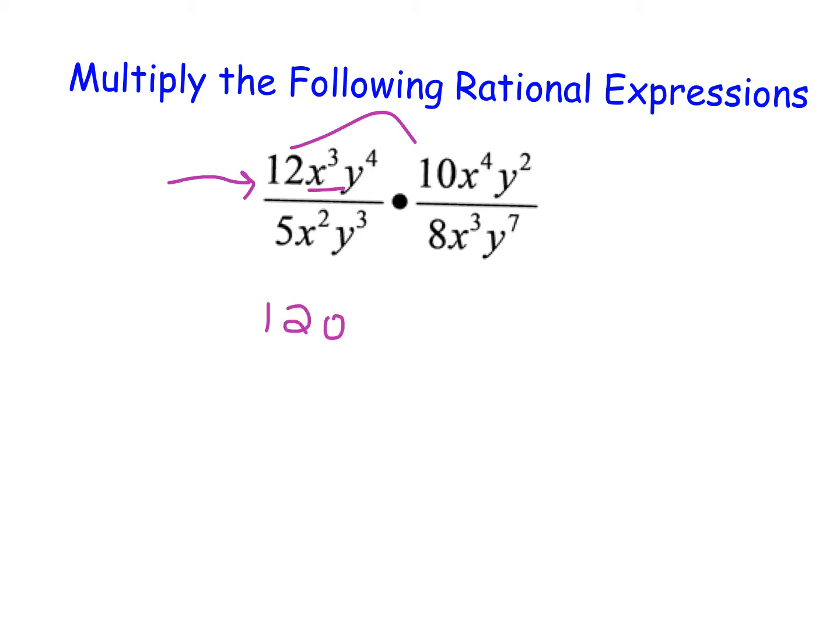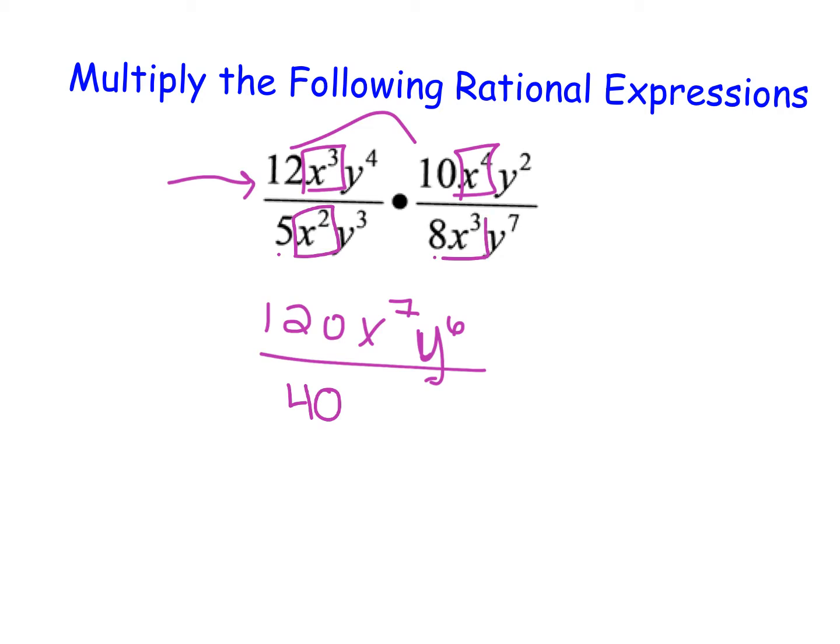Then from here, I have x to the third times x to the fourth. When I multiply two items that have a common base, we simply add the exponents. So I have x to the seventh. And then I have y to the fourth times y squared, which is y to the sixth. Then in our denominator, we have 5 times 8, which is 40. We then have x squared times x to the third, which is x to the fifth. And then we have y to the third times y to the seventh, which is y to the 10th.